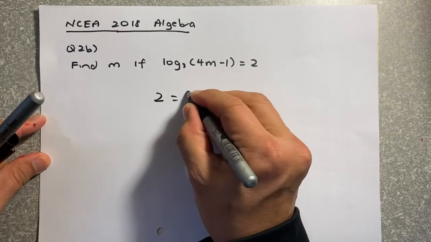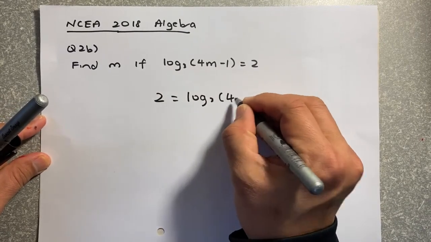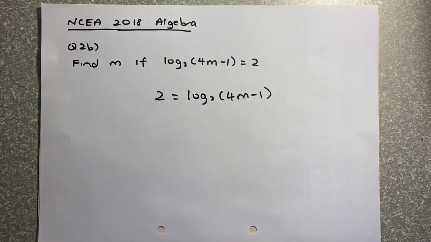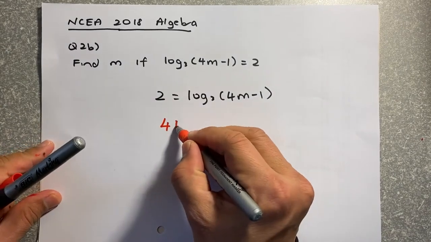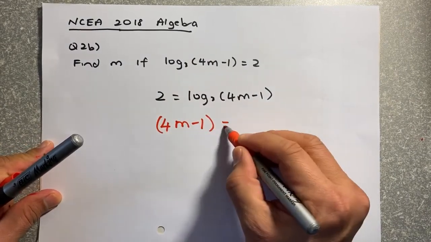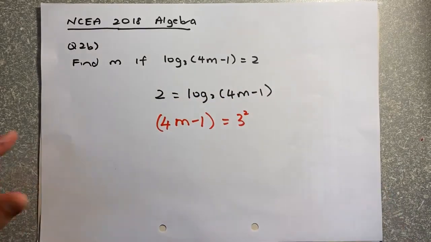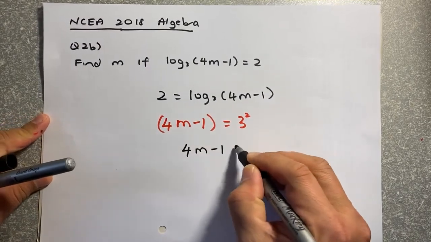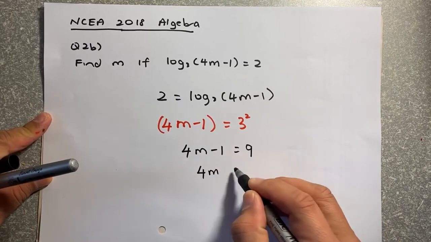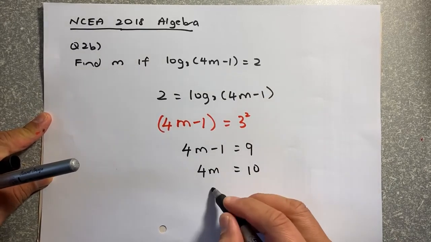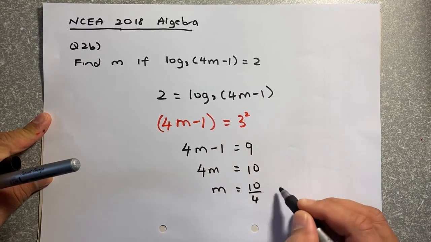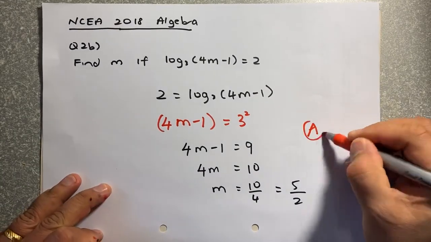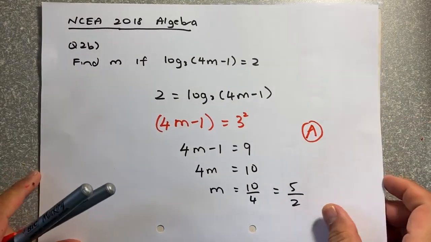So 2 equals log to the base 3 of 4m minus 1. And then this last number becomes your first number. So 4m minus 1 is going to be equal to 3, and this becomes your power, squared. Solving algebraically, 4m minus 1 equals 9, 4m equals 10 because you add 1 on both sides, m equals 10 over 4, and the answer is 5 over 2. And again, that is a simple achieve, and it won't take you more than 2 minutes to do this question.